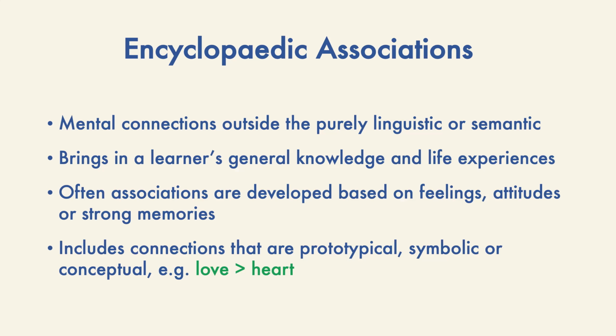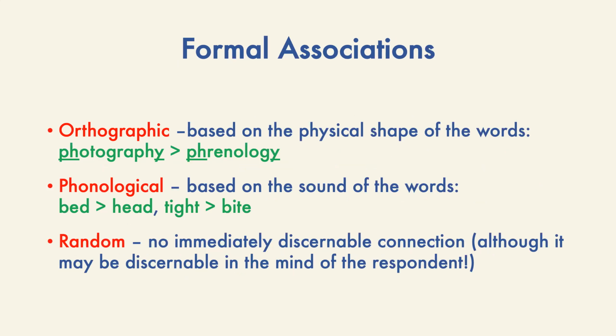So we also have these kind of symbolic connections like love and heart. There's no real connection between the concept of love and our physical human heart, but we've made this symbolic connection with our language. So that's a different kind of connection. And lastly, we have formal associations. This is where something like the shape of the word, you look at the word photography and your mind puts in phrenology because they look the same, start with PH, end with Y. So we just kind of make that instant connection. Similarly, phonological, it's based on the sound of the words, bed, head, tight, bite. You make this kind of connection.